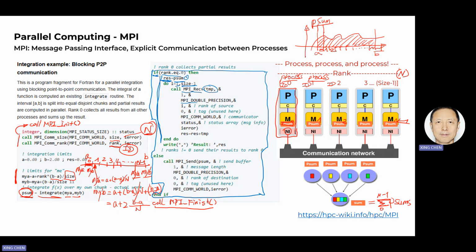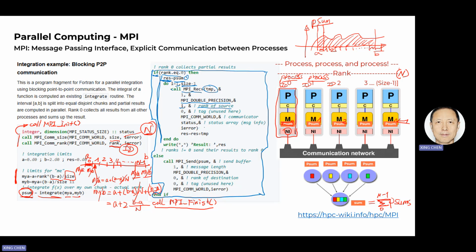I'm going to receive MPI double precision. So I'm going to start from the first, and receive from MPI process 1 the p-sum. Let's just read this one. Okay, this is the call. This is the ending of the call.